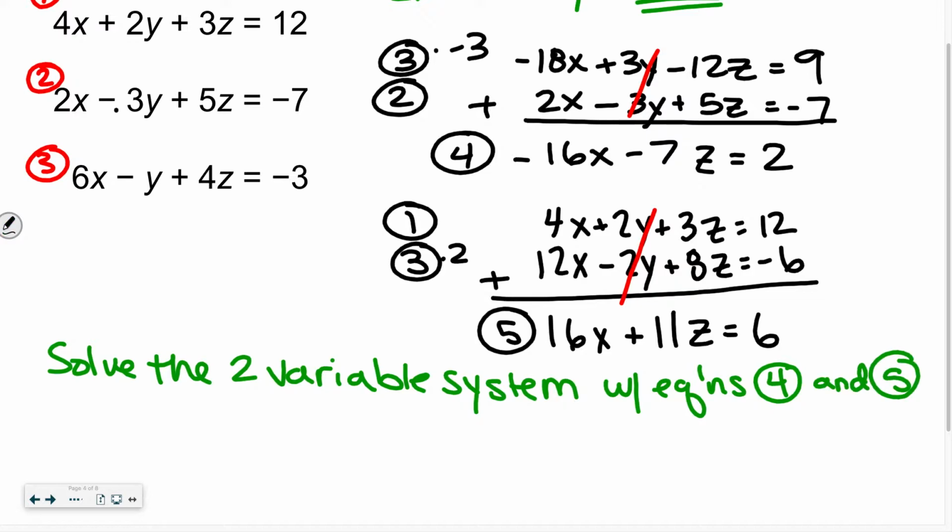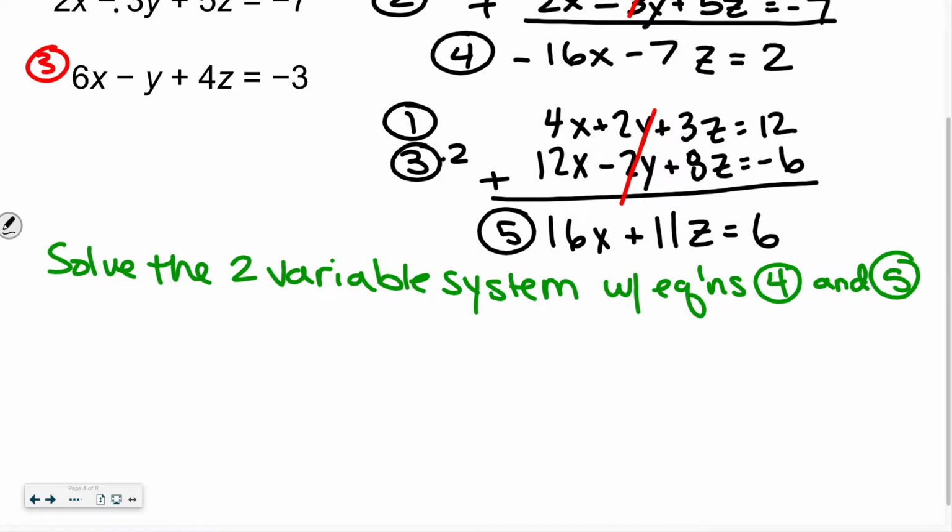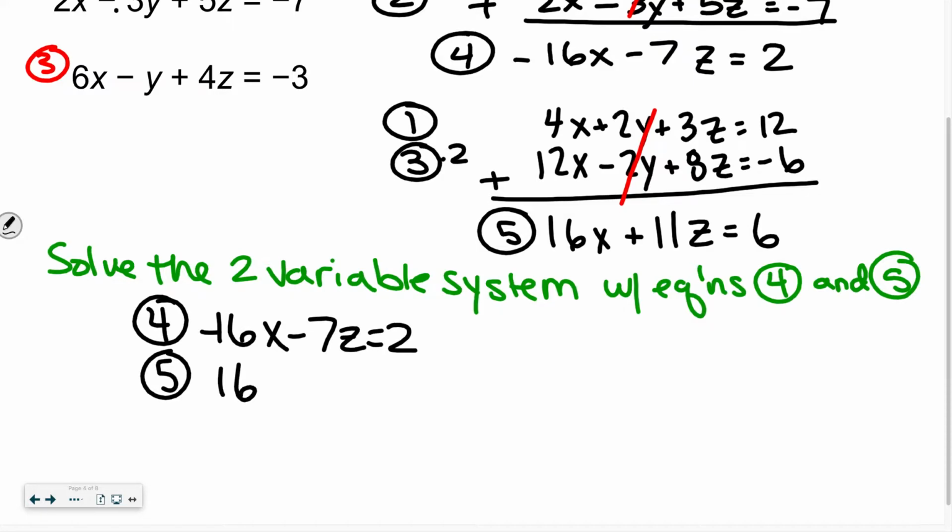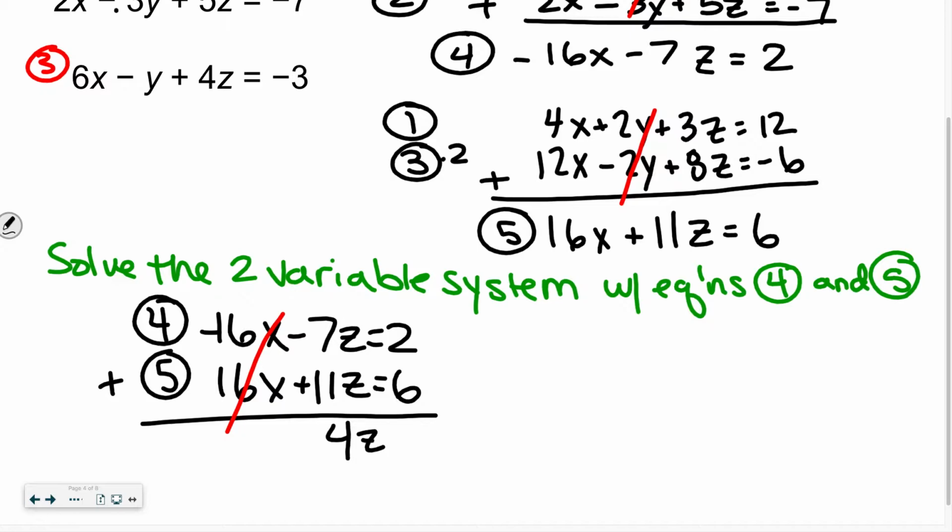Okay. Now, this example that I have on the board works out pretty nicely because what happens right away? X cancels. X will cancel, so we don't have to multiply 4 or 5 by anything. Sometimes at this point you might still have to multiply equation 4 by negative 2, multiply equation 5 by negative 1, whatever that may be. Okay, so we're just going to stack and add 4 and 5. Some of you are probably on the road to finding all your variables, which is fine. The x's cancel. I get 4z equals 8, therefore z equals 2.